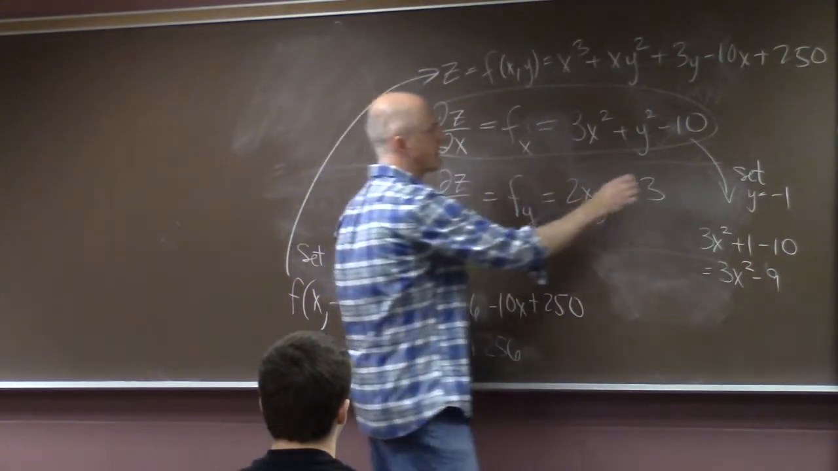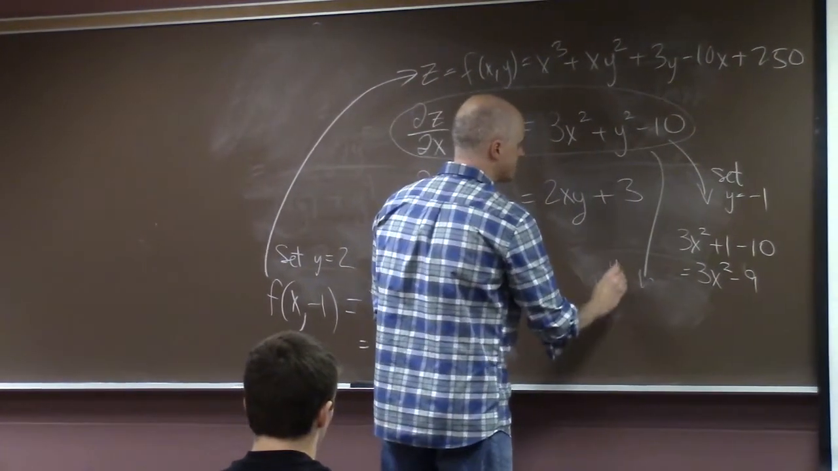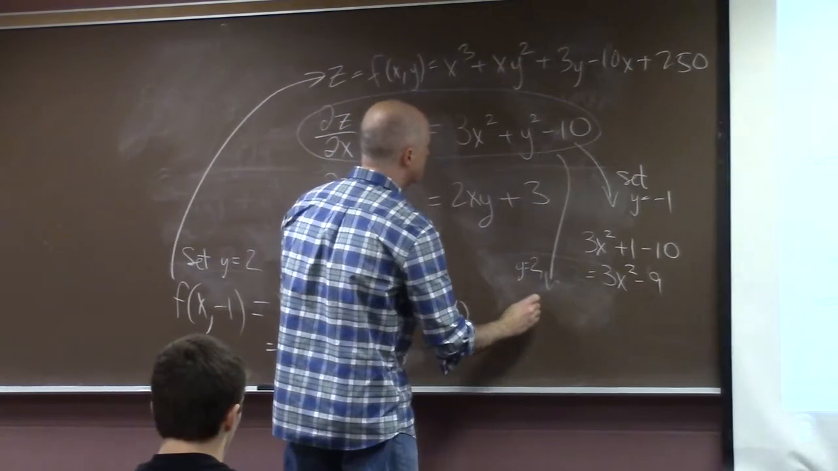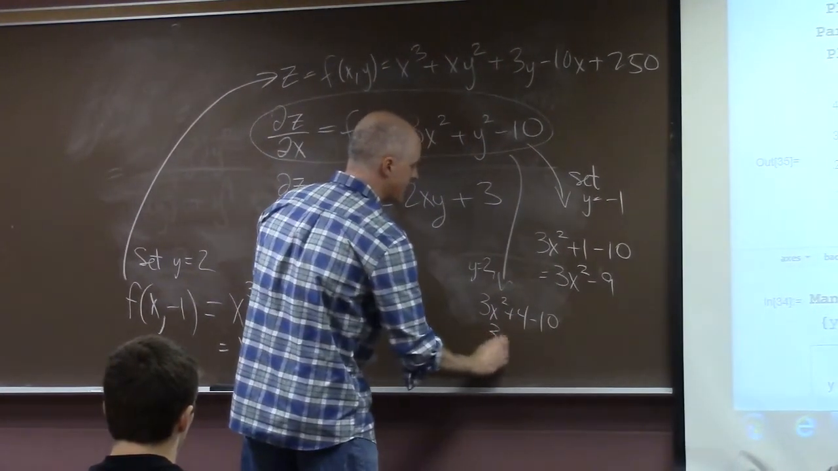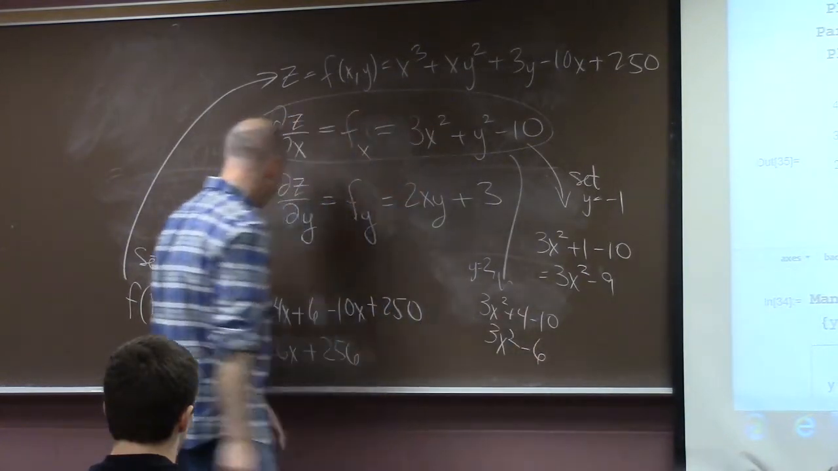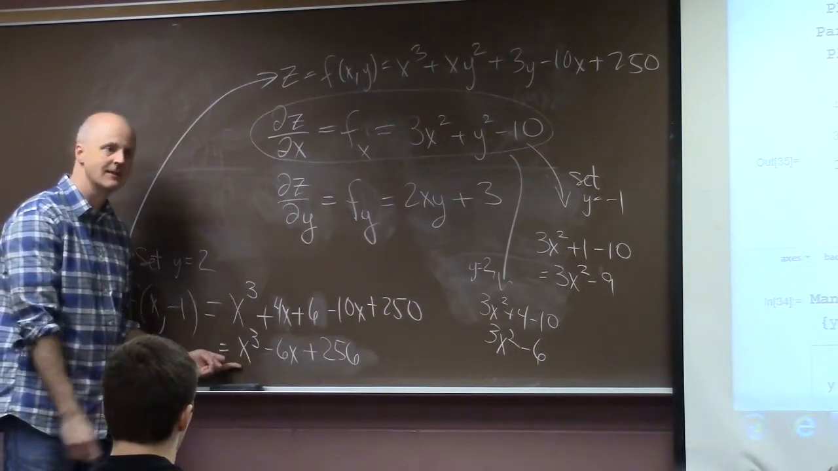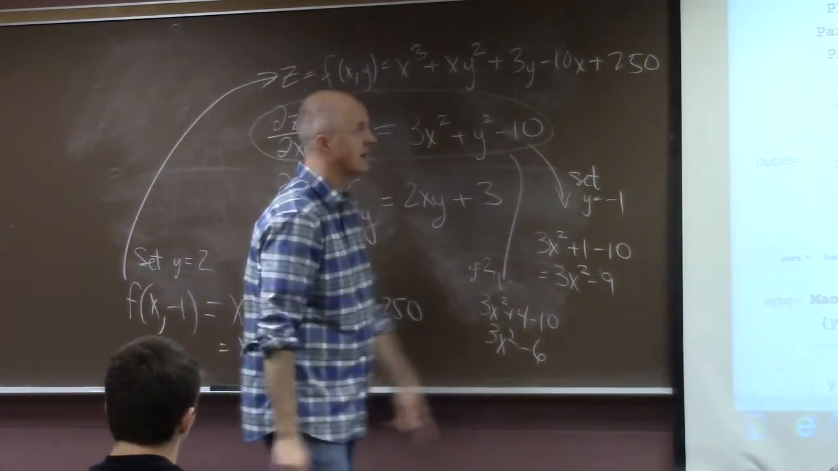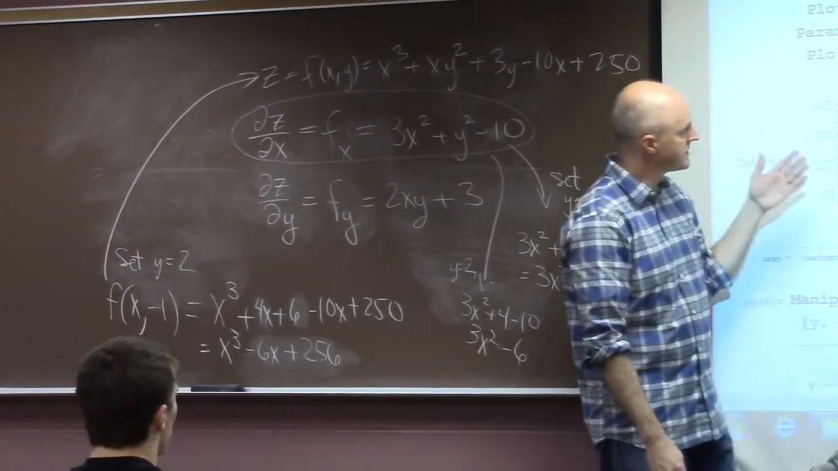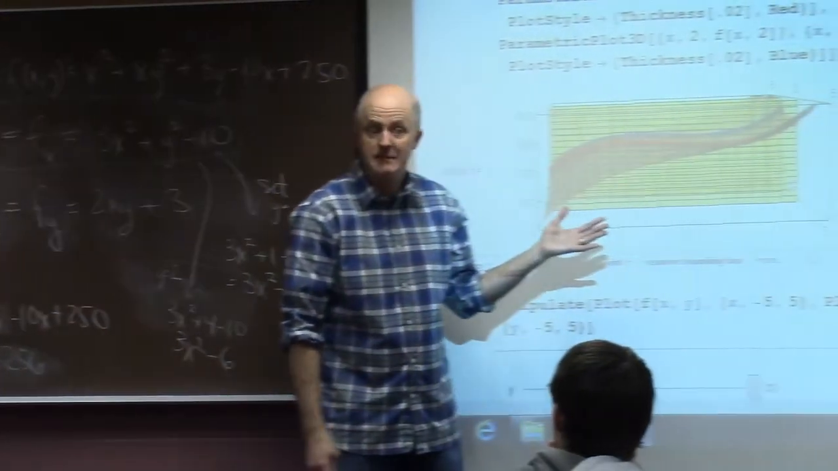You can also do the same kind of thing in the derivative. Set y equal to 2. You're going to get 3x squared plus 4 minus 10, 3x squared minus 6, which you can get by differentiating this. And that's going to tell you the slopes of the blue curve in that x direction, if you thought of it as being in an xz plane if you wanted to.